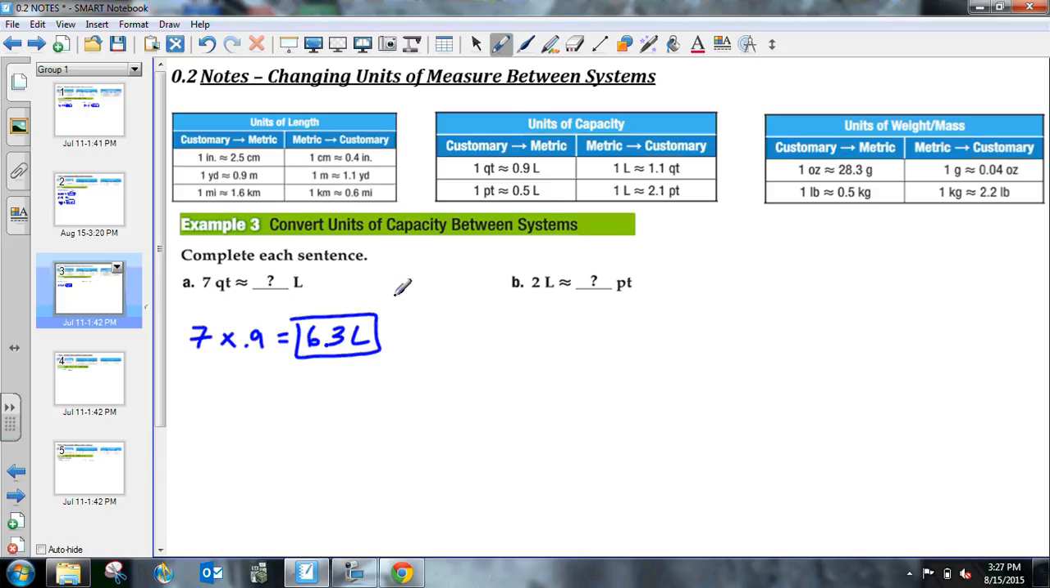Okay. Part B: if I have 2 liters, how many pints do I have? I know I'm going from liters to pints, so I'm going to use this one right here. For every liter, there's about 2.1 pints. So I'm going to take 2 times 2.1, and that's going to give me 4.2 pints. Again, I'm just looking at my table, seeing what I need to convert, and multiplying.